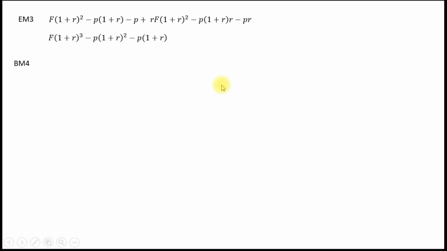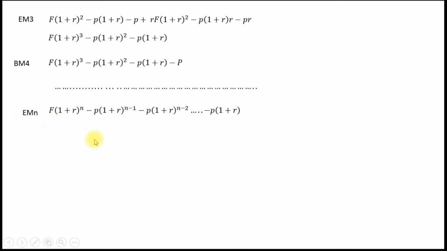And we arrive, that was a bit early, at the beginning of month 4. We arrive at this amount that we owe at the end of month 3. Now, at the beginning of month 4, we will owe this amount minus a payment of P. And we do the same calculations again and again up to month N. At the end of month N, we will owe this amount.